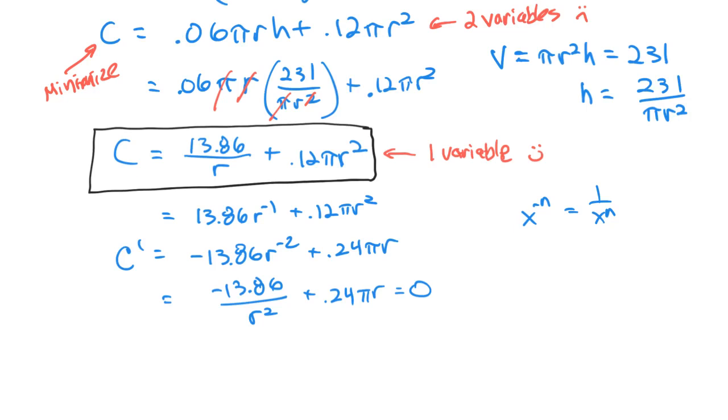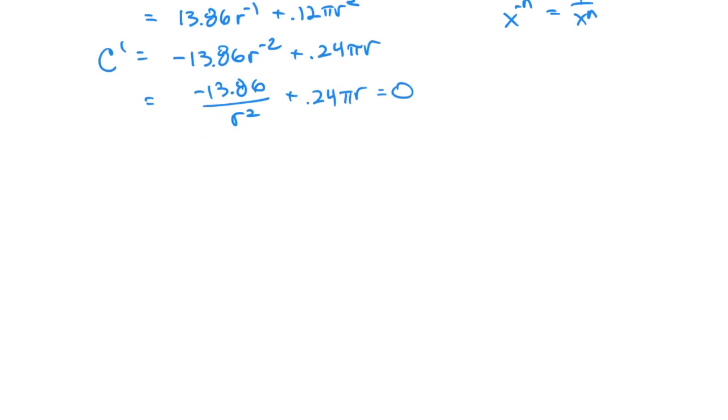And then we're going to get that familiar format from before, where I mentioned we can make this a fraction equal to a fraction. To get rid of this negative, I'm going to add this to each side of this equation. So if we do that, we end up with 0.24 pi r equals 13.86 over r squared. And just to make it a proportion, I'm going to put this over 1. And that allows us to take these cross products, and we'll do this repeatedly in these optimization problems.